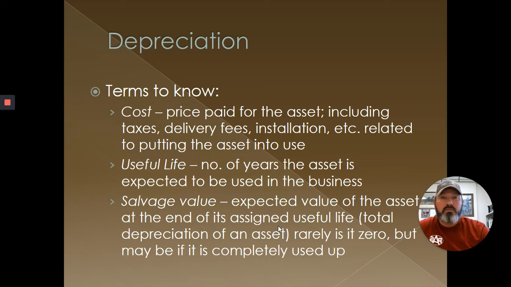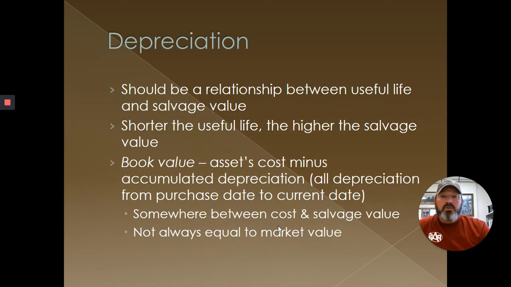So, for example, I believe pickup trucks are about a 5 or 7 year useful life. So what is that pickup truck worth at the end of its useful life? It's rarely zero, actually. But it may be if it's completely used up and has no value. So there should be a relationship between useful life and salvage value. The shorter the useful life, the higher the salvage value typically. Also, we're going to look at book value. So the asset's cost minus its accumulated depreciation, somewhere between the cost and the salvage value is where that lands. And it's not always the same as market value. Sometimes pieces of equipment are valued much higher than their cost.